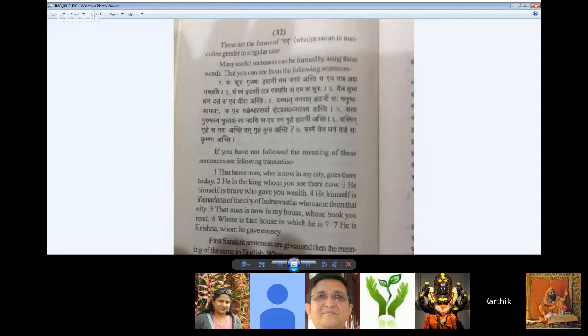Yasya purushasya pustakam tvam patasi sa eva mama grihe idanim asti. Yeah, I cannot read the scan really, but it's okay. The book of this man you are reading, this one now is in my home. Yes, so that man is in my home now. Correct. So the man whose book you are reading, that man is in my home now.